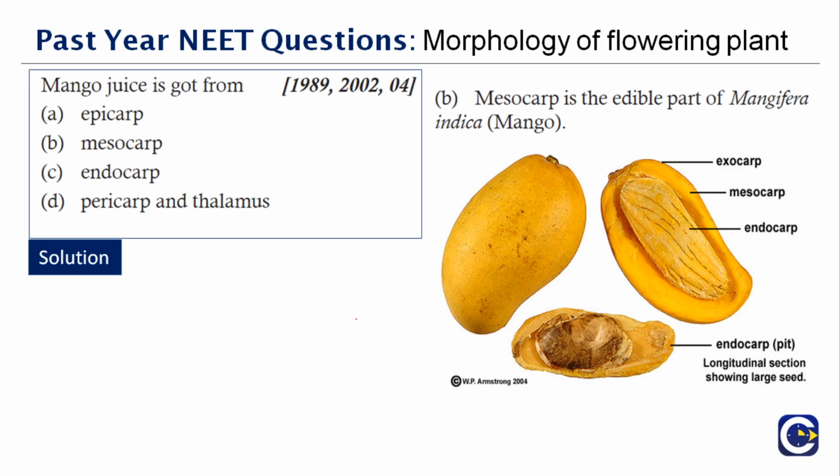Okay, so mesocarp. Can you see here in the image, the edible part? This is where you get the mango juice from. Therefore the right answer to this question is option B.